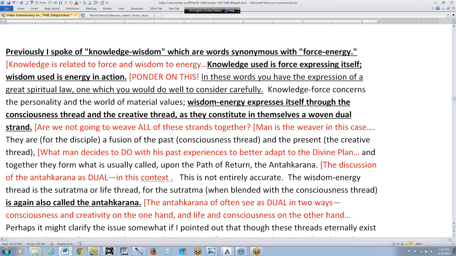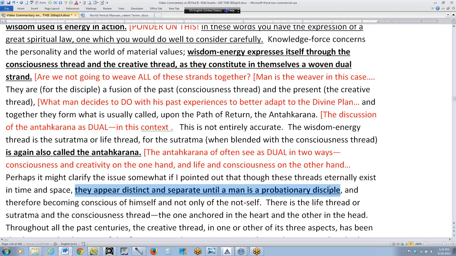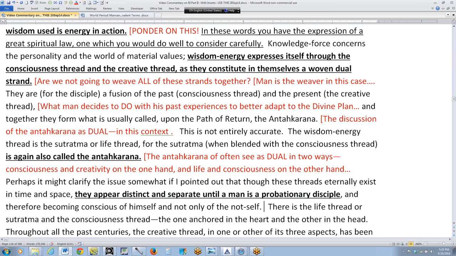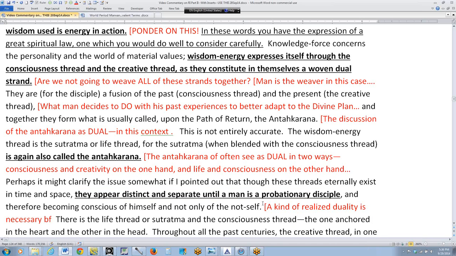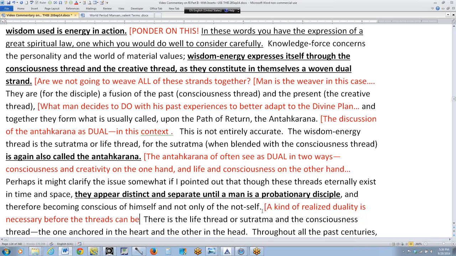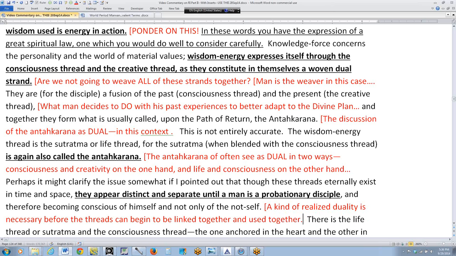So perhaps it might clarify the issue somewhat if I pointed out that these threads eternally exist in time and space. They appear distinct and separate until a man is a probationary disciple. In other words, perhaps before he has taken the first initiation, from one way of considering the probationary disciple, and therefore becoming conscious of himself and not only of the not-self. So a kind of realized duality is necessary before the threads can begin to be linked together and used together.